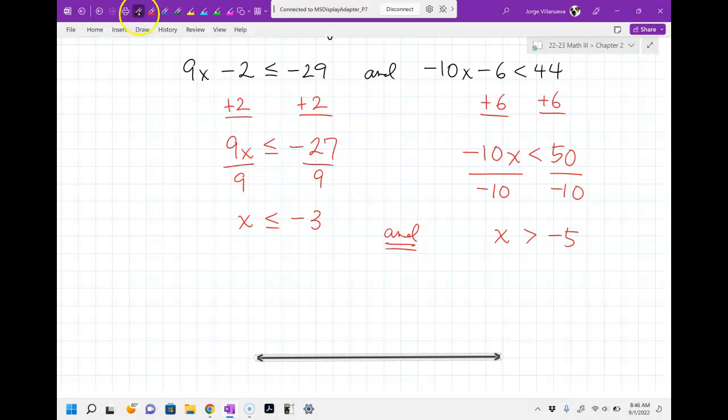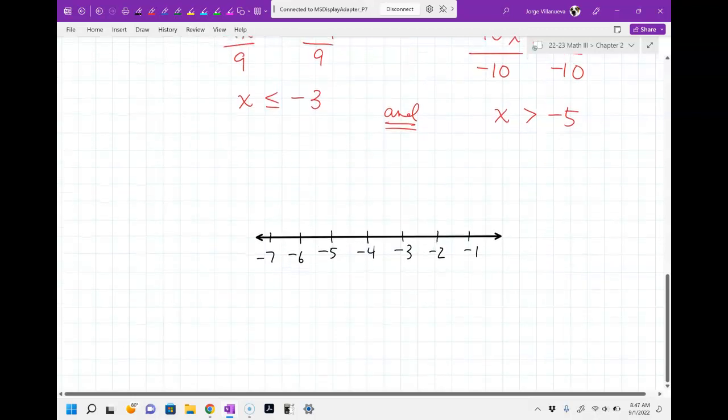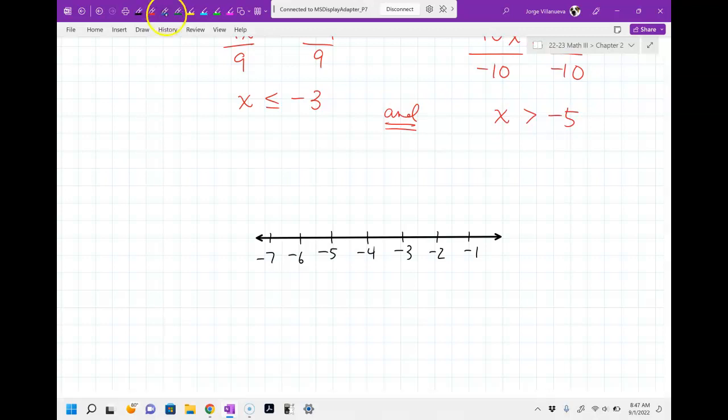So, all right, I need a -3 and a -5. So I'll start with -5, -4, -3, -2, -1, -6, -7. We'll kind of go up a little bit there. Now I got to do both answers, okay? So, x less than or equal to -3. Is that solid or empty circle? Solid at -3, a solid circle.